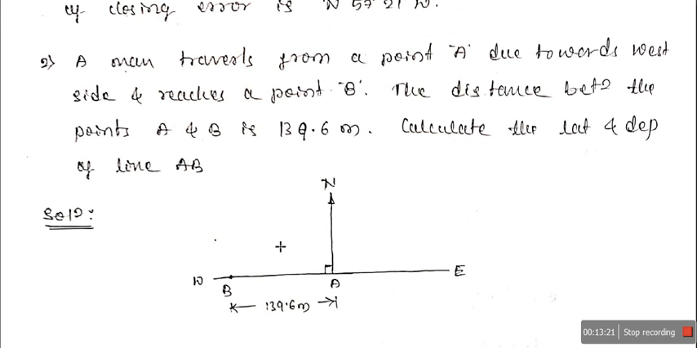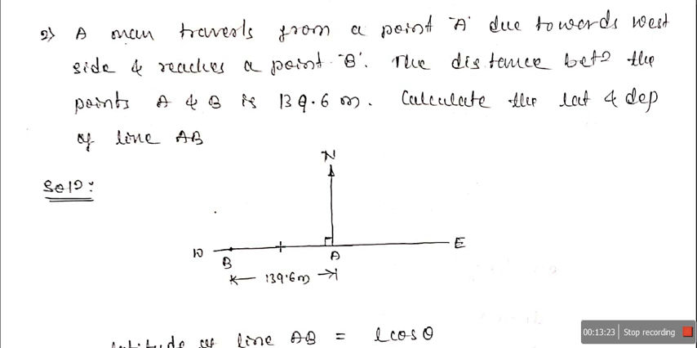Okay. Next problem. It is a very simple problem for finding the latitude and departure. A man travels from a point A due towards the west side and reaches a point B. The distance between the points A and B is 139.6 meters. Calculate the latitude and departure of the line AB.